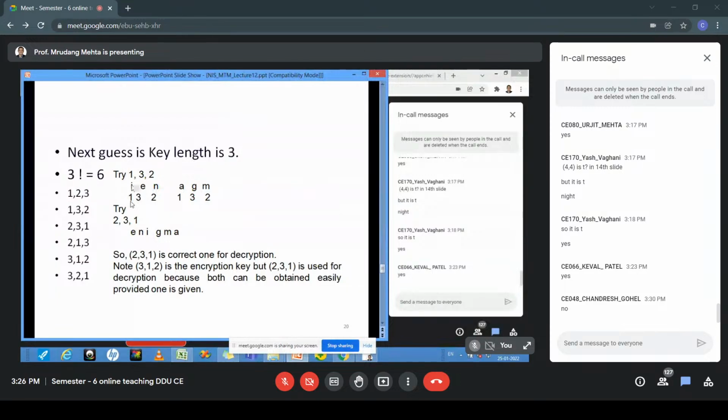See, what we have done is, first, key length 1 is making no sense. Key length 2 makes two possibilities. 2 factorial is 2, so 2 possibilities. The first possibility is making no sense. So 2, 1 is applied. We found that it is not useful. So the third key length is guessed. Key length is 3. With 3 we have 6 possibilities, that is 3 factorial, that is 6. So these are the 6 possibilities. Okay, we apply them one by one.